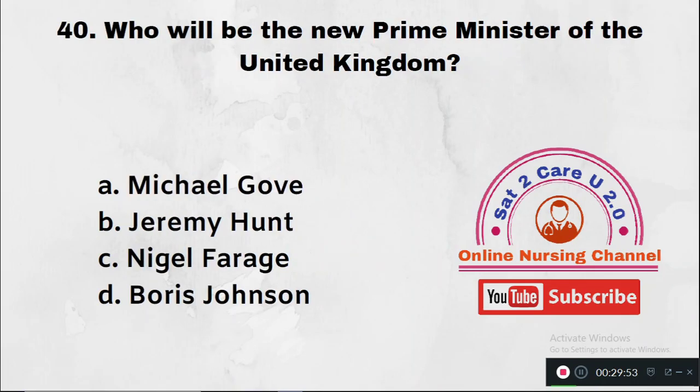Question number 40. Who will be the new Prime Minister of the United Kingdom, England? Option A, Michael Gove. Option B, Jeremy Hunt. C, Nigel Farage. Option D, Boris Johnson. The Prime Minister of England, who was recently elected, is option D, Boris Johnson.